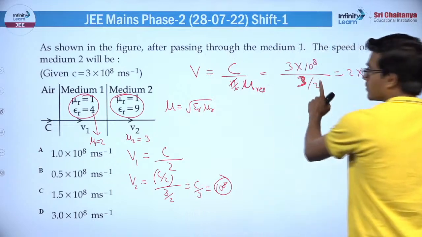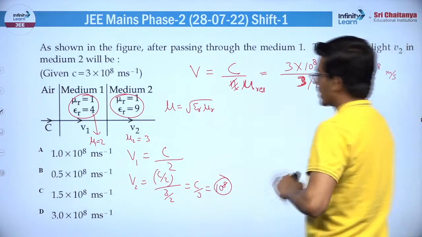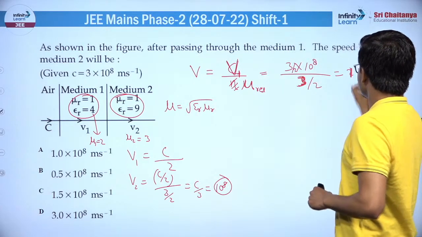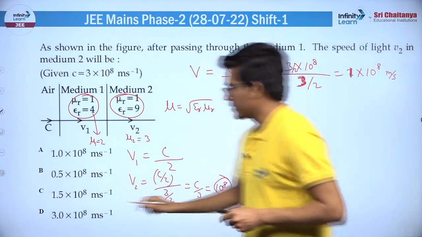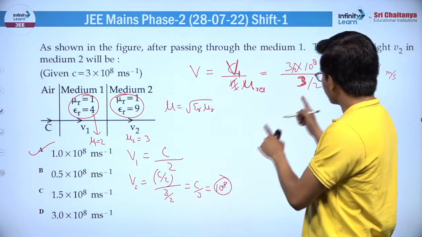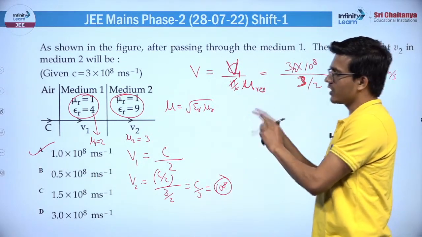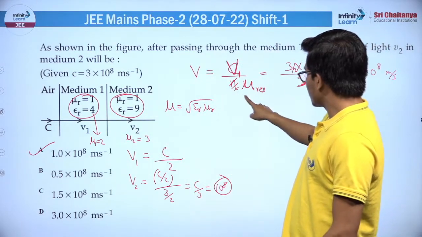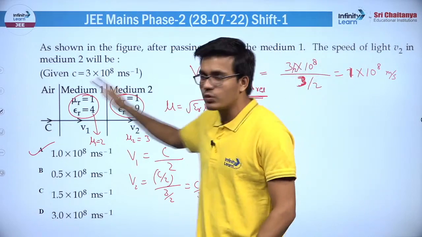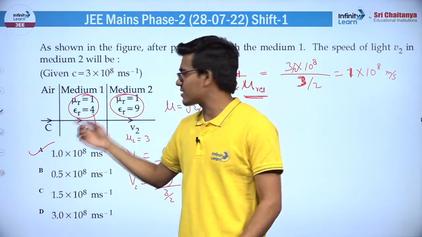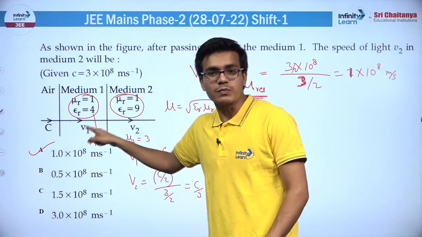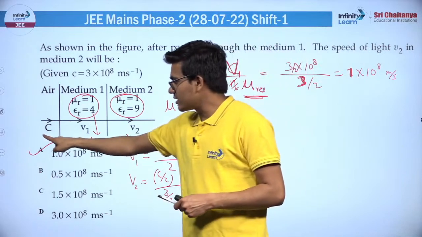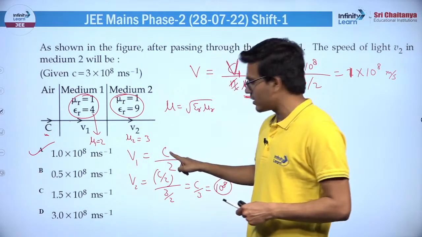So the mistake we made here is that we took C, but actually we have to take V1 here. That will be 3 by 2. So it will be 1 into 10 to the power 8 meter per second, that is given in option A, right? This is something people generally do, they take C by mu relative and give the answer. But you have to keep in mind that if you are taking mu relative here, then you have to consider which medium the light is coming from. If light was coming from this medium, you have to take this speed only, not the vacuum speed. In this case it was coming from vacuum, that is why we have taken C here.